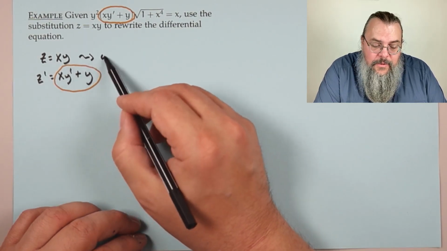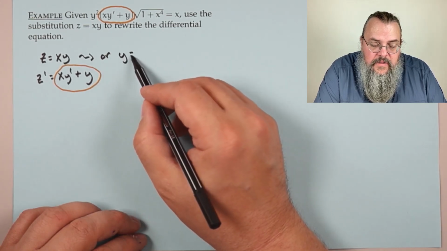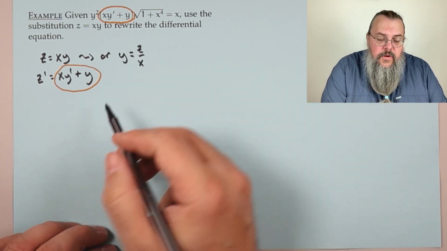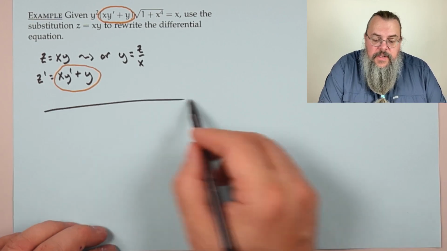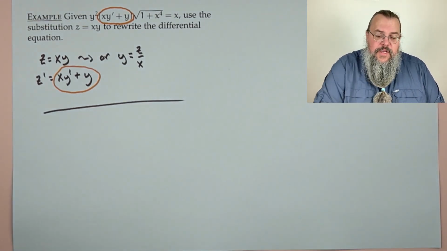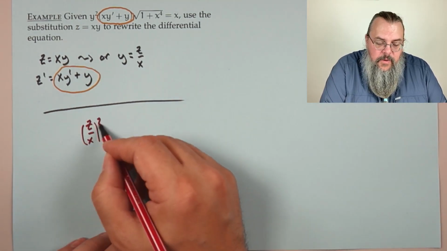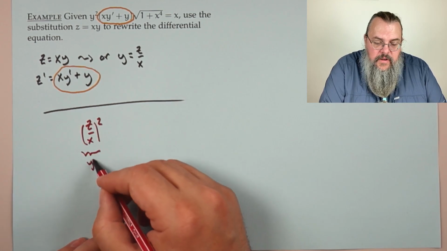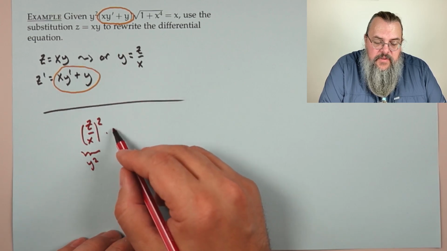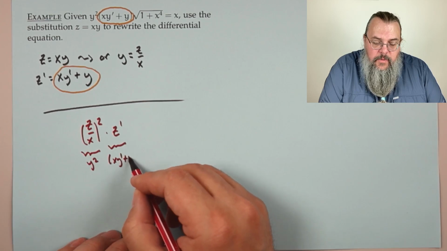Okay, so we can rewrite this and say y is equal to z divided by x. So we end up with the following. Here we go. The y squared is going to become z divided by x, squared. All right. And then we have the x y prime plus y. That's going to become z prime. All right. x, y prime plus y.